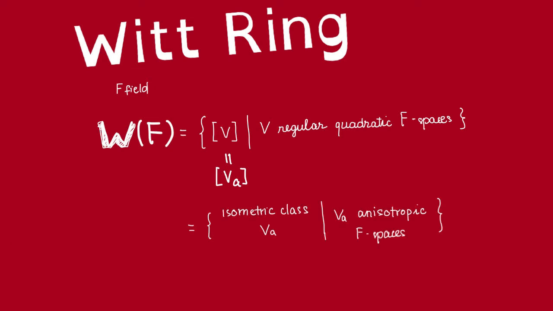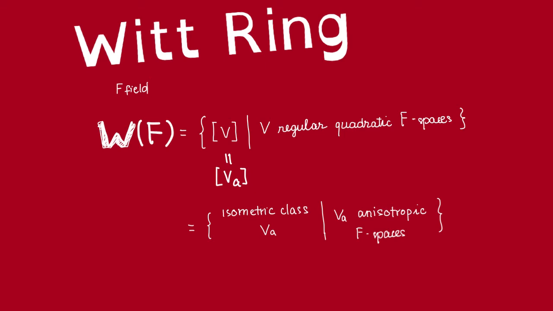So another way we can describe this Witt ring is that it's, as a set, the set of isometric classes of V_A, where V_A are anisotropic F spaces. So why is this a set? Well, isometric classes of quadratic F spaces are in bijection with the set of congruence classes of symmetric F matrices, and congruence is an equivalence relation on the set of symmetric matrices, so that's a set.